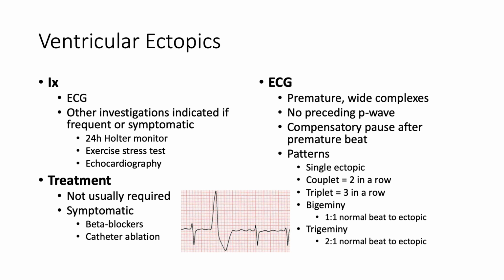I think the most interesting thing about ventricular ectopics is they can happen in patterns. Sometimes people might just have one, and that's fine, nothing happens. If you have 2 in a row, it's called a couplet. If you have 3 in a row, it's called a triplet. If you have 1 to 1, so a normal beat and an ectopic, it's called bigeminy. And then 2 to 1 is called trigeminy. And I don't know what happens if it's 3 to 1.